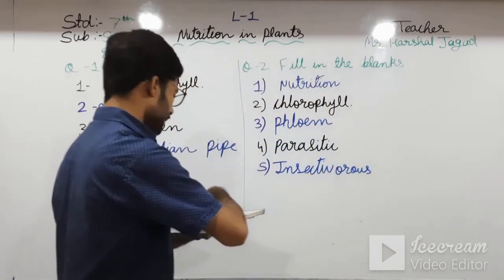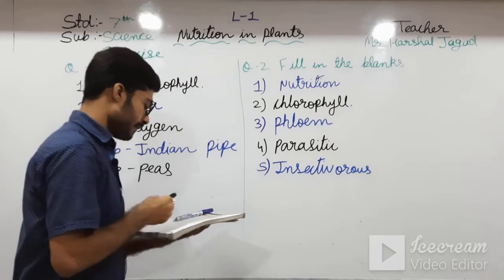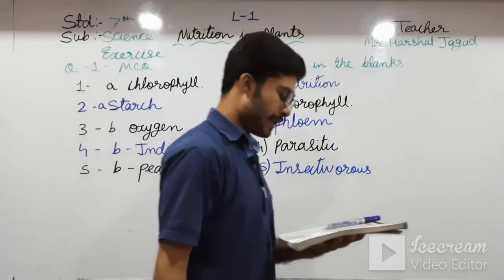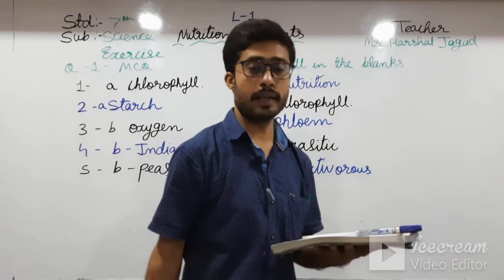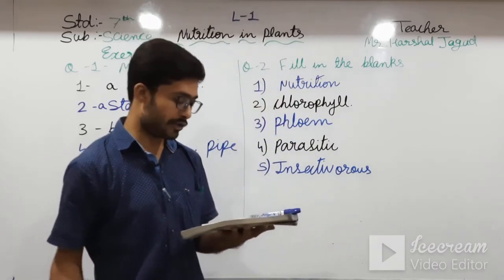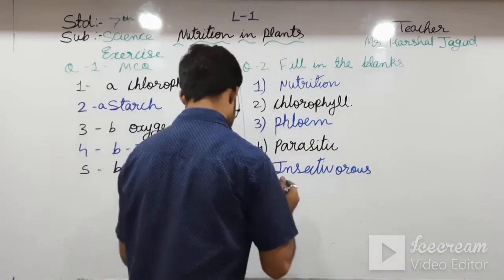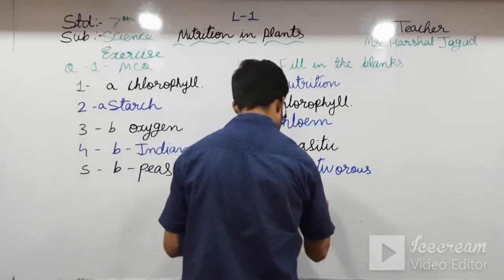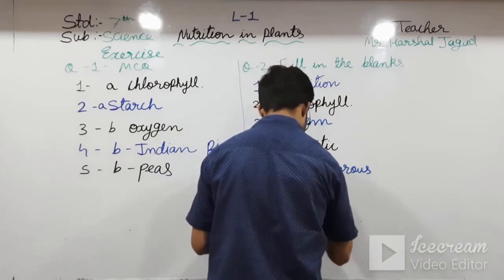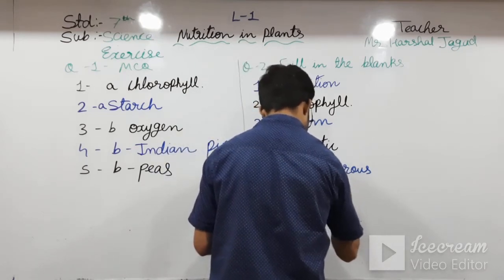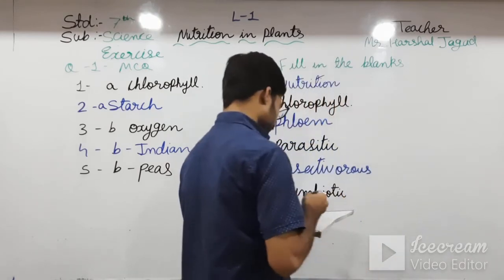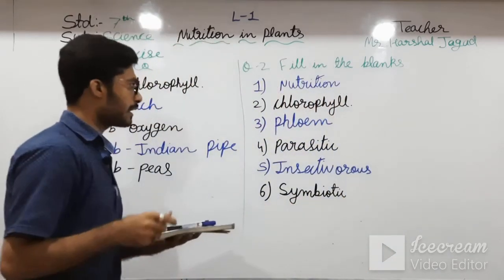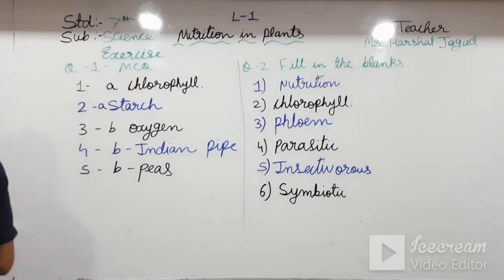Insectivorous plants. Sixth one: in a dash relationship both members mutually benefit from each other, that is symbiotic. Symbiotic. Okay students, so these are the answers of the MCQ and the fill in the blanks. Please note down this, students. I am giving you some time.